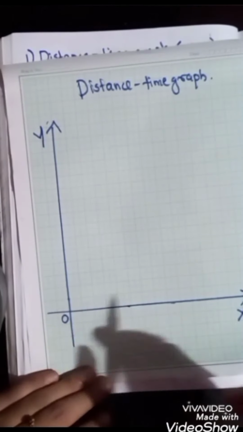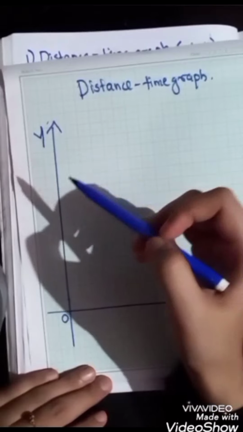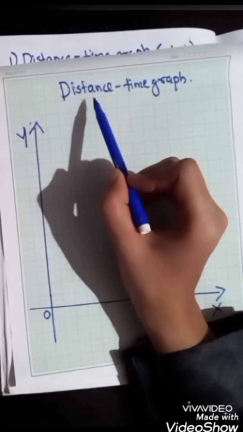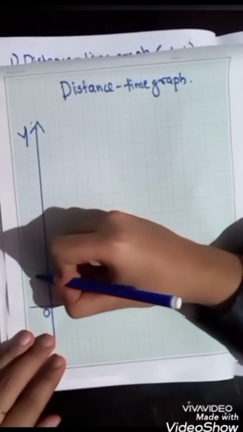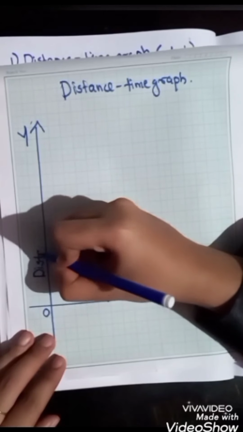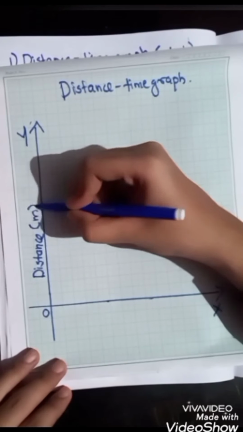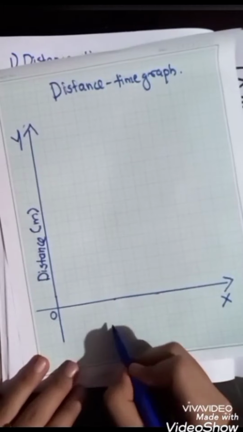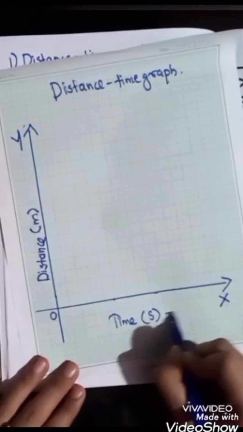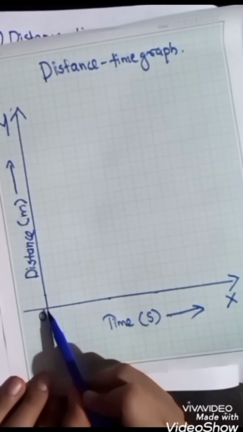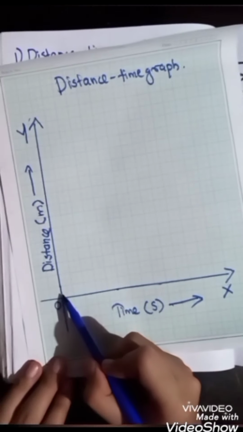On one axis we take the distance and on the other axis we take the time. The graph gives the relation between distance and time. Here we take distance. The unit of distance is meter. Here we take the time. The unit of time is second. Here this is considered as 1 centimeter. You can see there are many square blocks here, each taken as 1 centimeter.